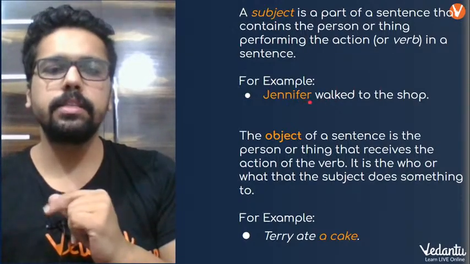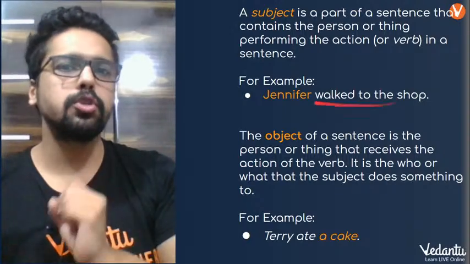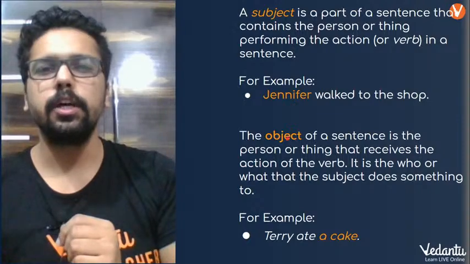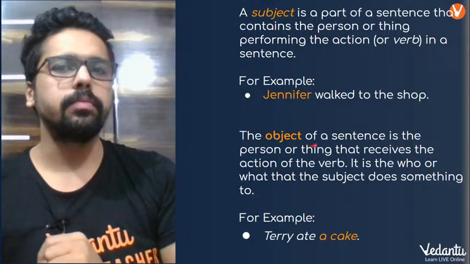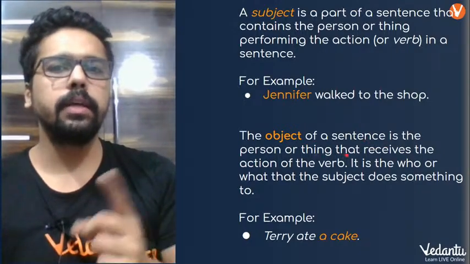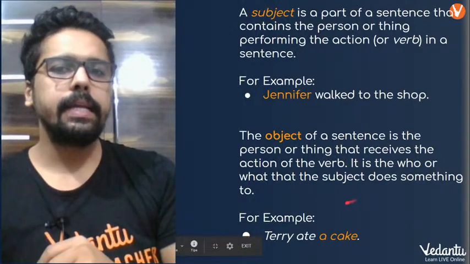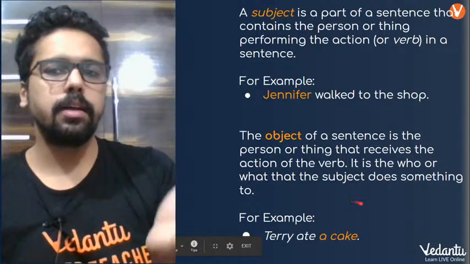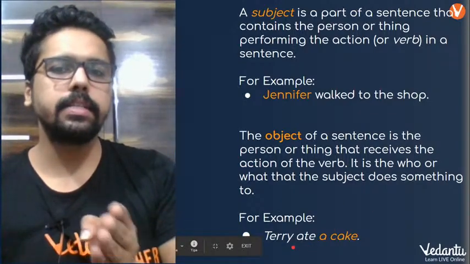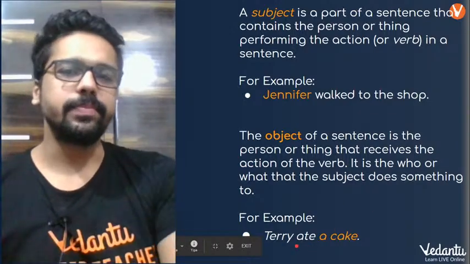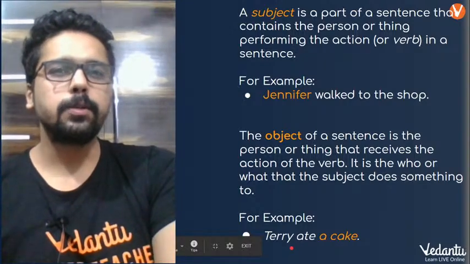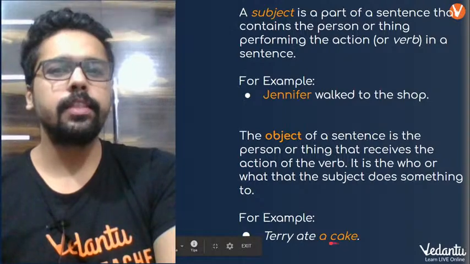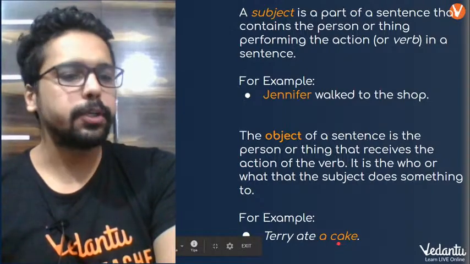For example, in this sentence: Jennifer walked to the shop. Now the doer of the action, the person, is Jennifer. So Jennifer is the subject here. Object simply is the receiver of the action. The object of a sentence is a person or thing that receives the action. Basically, it is that on which the action is done, that the subject does something to. For example, if I say Terry ate a cake, Terry is somebody's name, so he's a person. He ate a cake. Now the action of eating is done on the object, a cake. So the object over here is a cake.